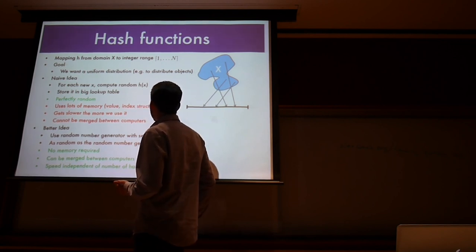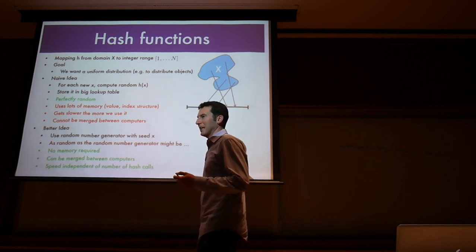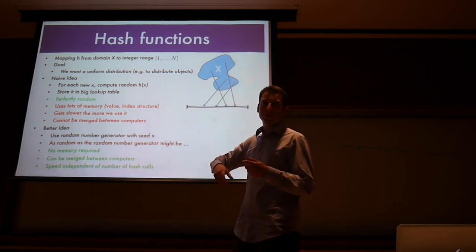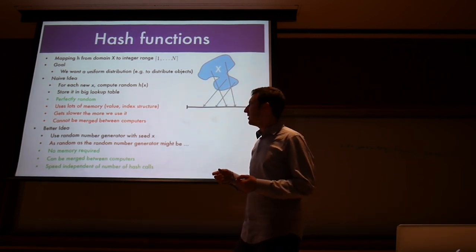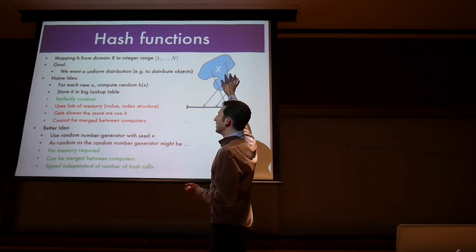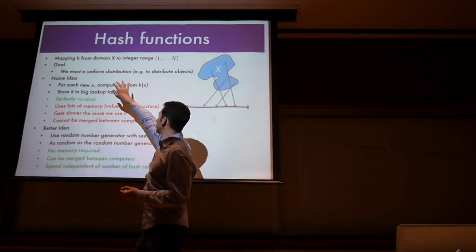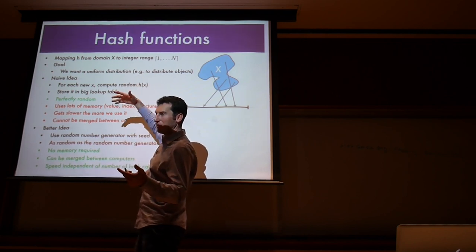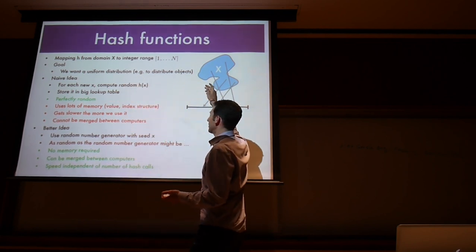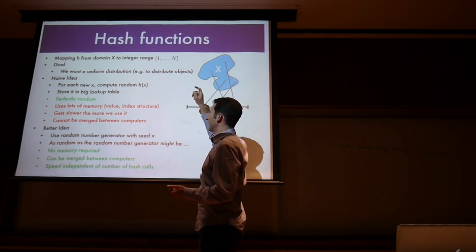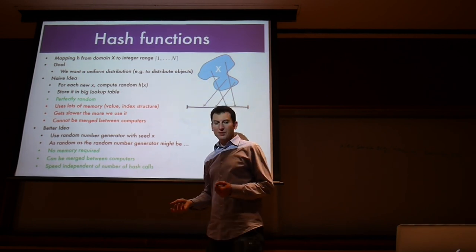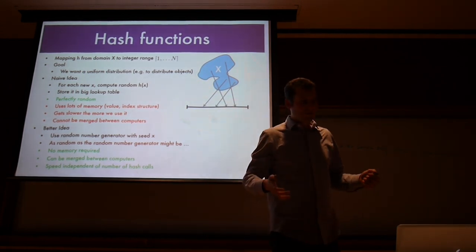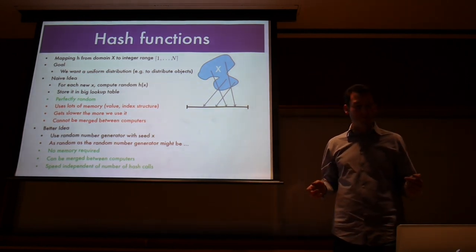So essentially what the hash function does is like a parametric random number generator. Think of it this way. You take an object, you feed it into this hash function h, and it maps from the domain of whatever object that you have into an integer in a range between 1 and n. And what you want to do is get the uniform distribution.